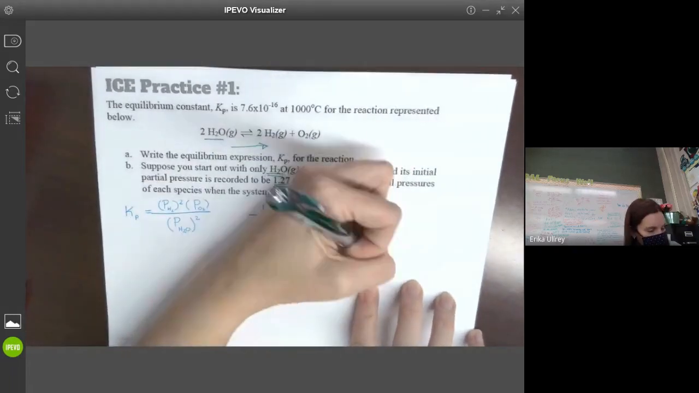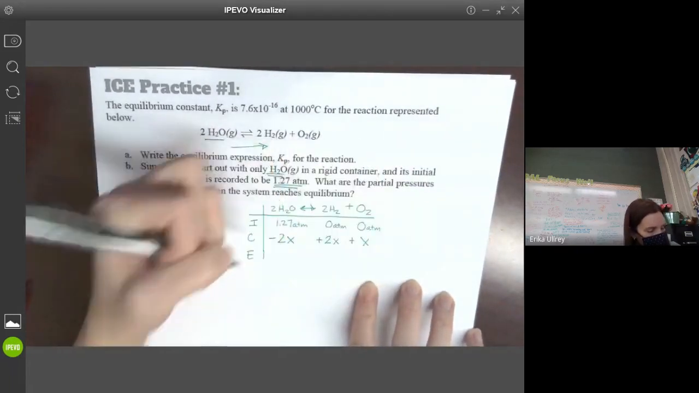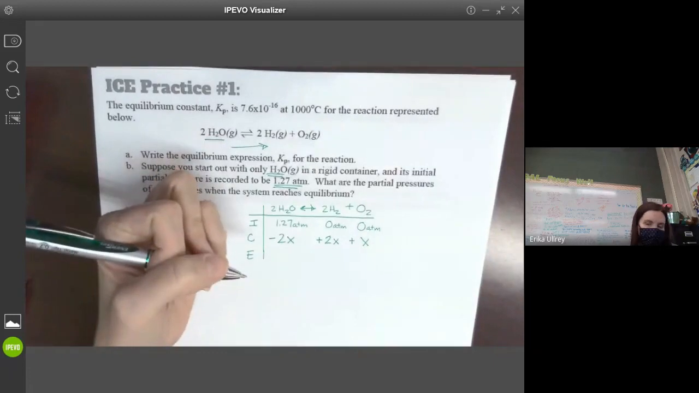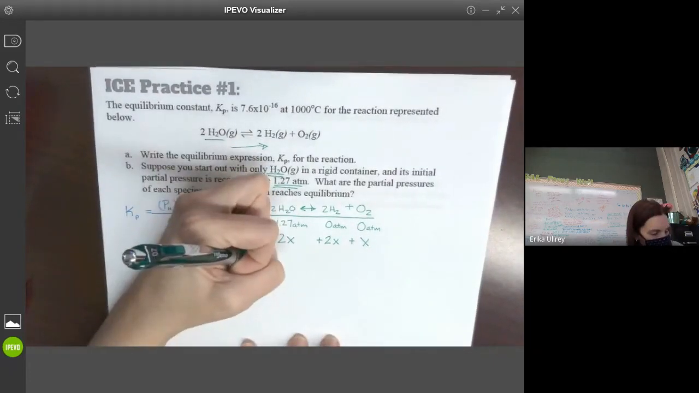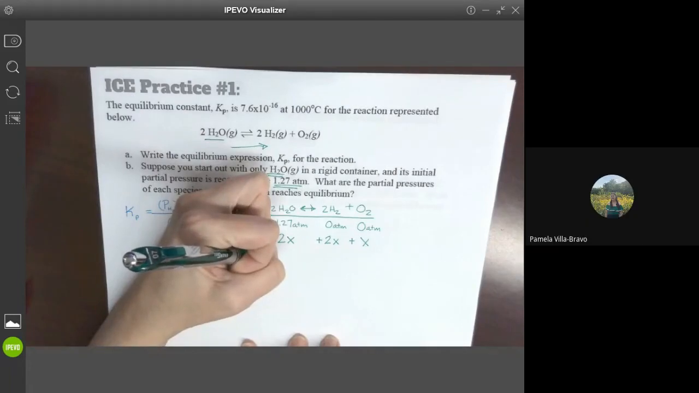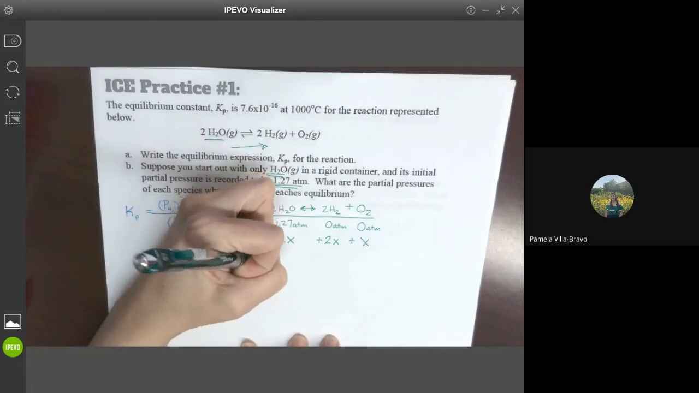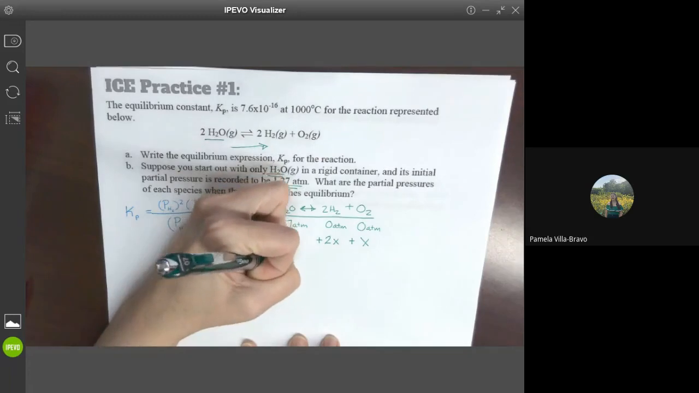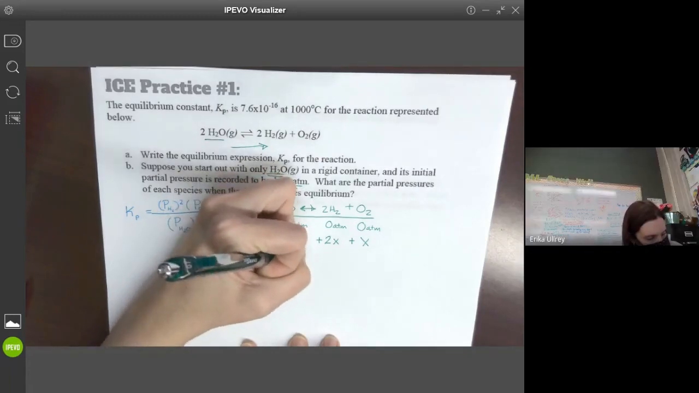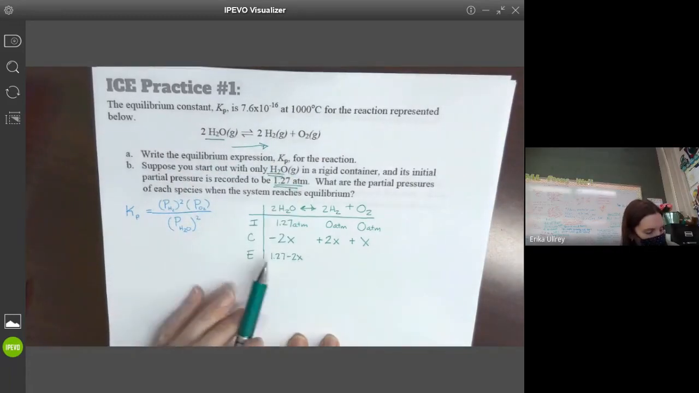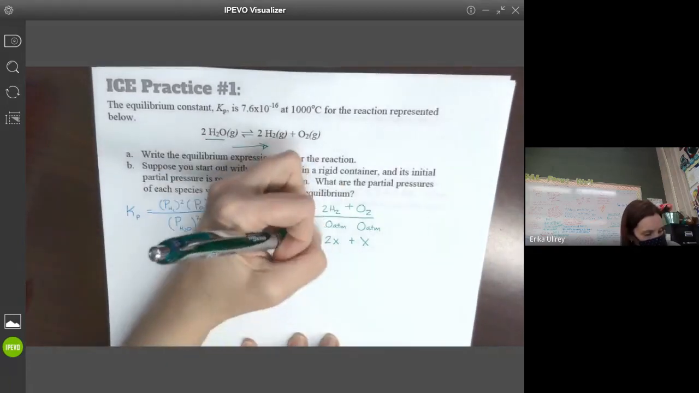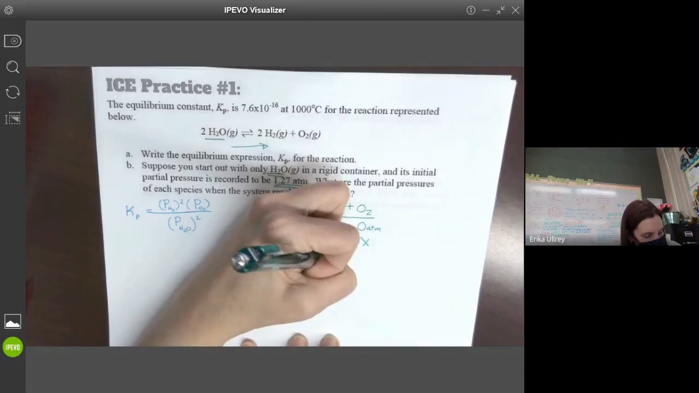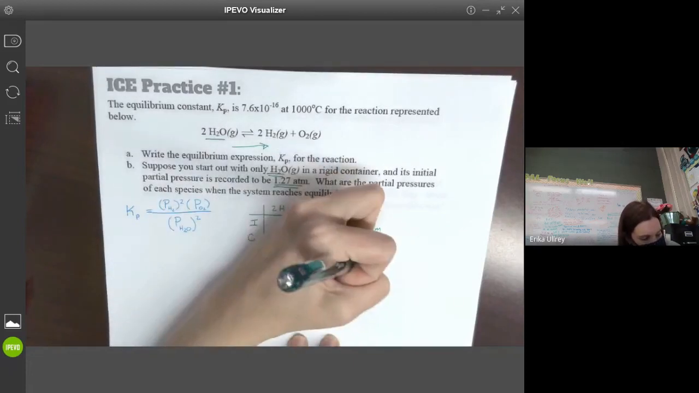So then we have our equilibrium line. So Pamela, what would be my equilibrium line? Would I have to subtract 1.27 from 2x? Yep, so we're going to have 2x. So don't forget the x in there. So it's 1.27 minus 2x. And then 0 plus 2x is just 2x. And then 0 plus x is just x.